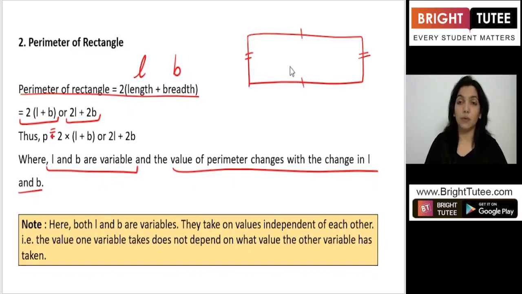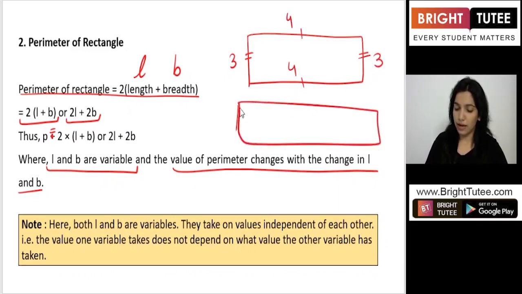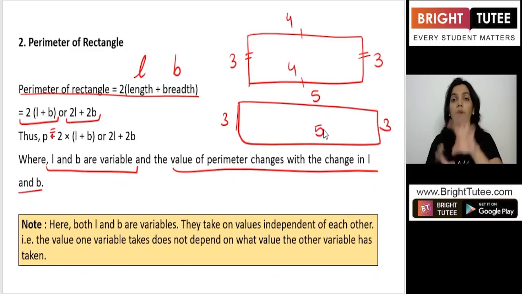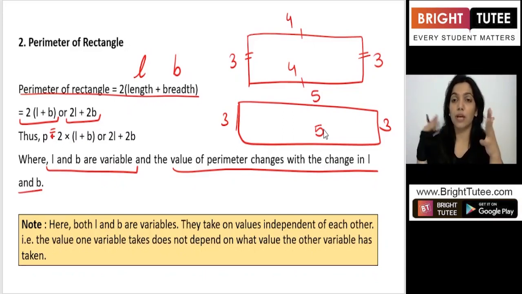Say you have this particular rectangle where the breadth is 3 for each side and the length is 4. Say you draw another rectangle, and again the breadth remains the same and the length this time is 5 and 5. So you see, I'm just changing the length, keeping the breadth fixed. Similarly, I can keep the length the same at 4 and 4, and change the breadth from 3 to 10.